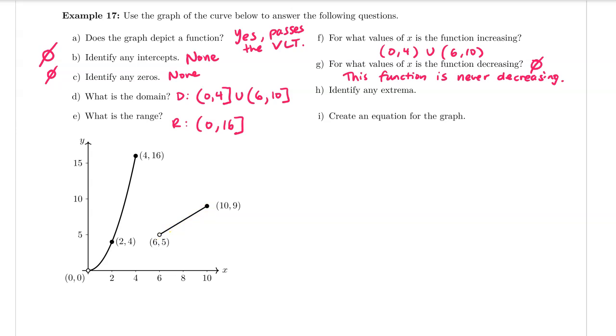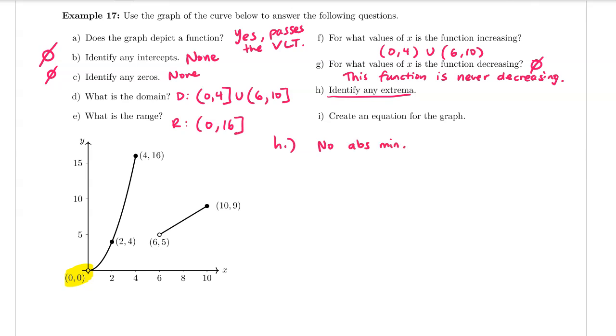Now let's talk about any extrema in part H. So do we have an absolute lowest point on the graph? And the answer is actually no, because there's an open circle here. So if you gave me a y value like 0.1, I could always give you a smaller y value like 0.01. And because 0 is not included in the range, again, I can always end up giving you a smaller y value if you think you can give me the smallest possible y value. So for part H, there is no absolute minimum.